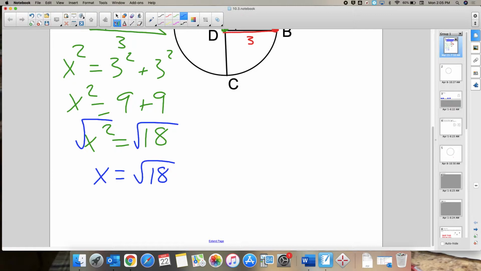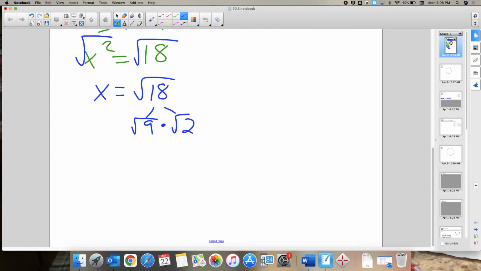Now, if I want to put it as a big ugly decimal, we can, because the directions do not specify. Or we can look to break it down. A perfect square that goes into 18 was 9. 9 times what? And the answer is 2. We picked 9 because we know the square root of it. So that square root of 18 actually breaks down to 3 square roots of 2.